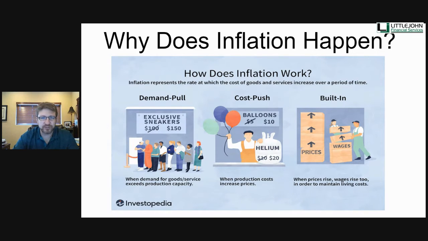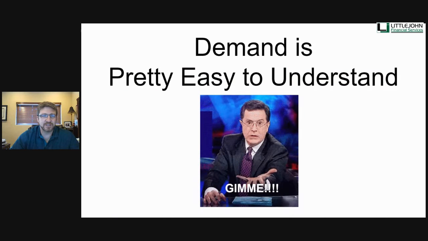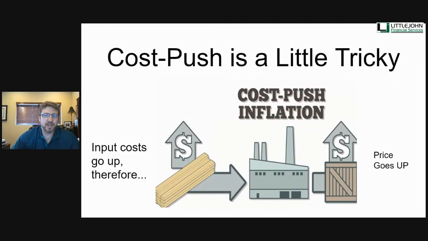We can have cost push. If that same pair of shoes gets more expensive to make because the input costs going into it cost more, then we can have cost push. Or there can be built-in. And I meant to start, the demand's the easy one, right? Demand we get. I want it, I'll pay more. Okay, great. Cost push, that's the trickier one. But if it costs more to buy the leather and the rubber and the stitching and the wages that you pay somebody to make the shoe, if all that gets more expensive, then one of two things happens.